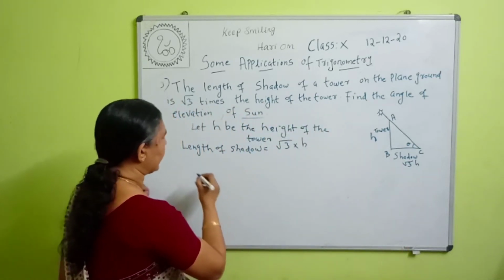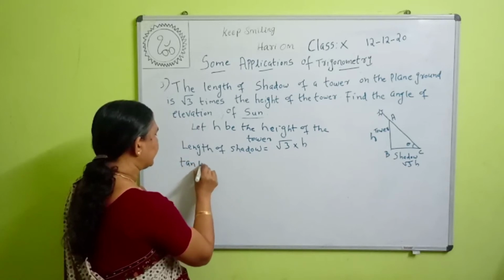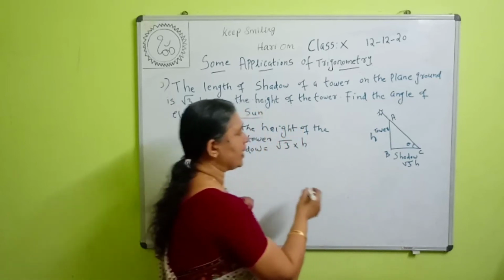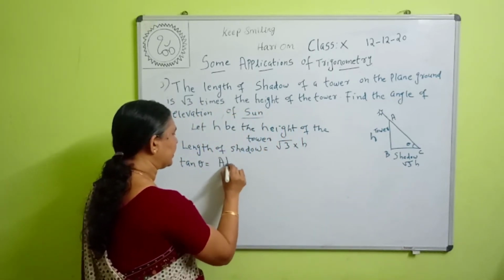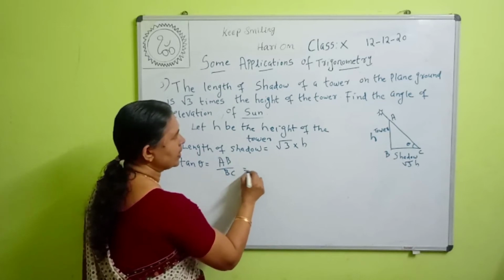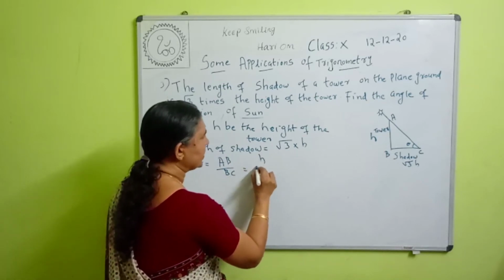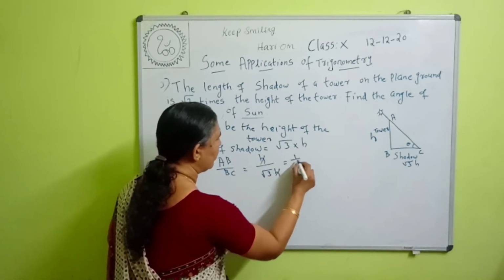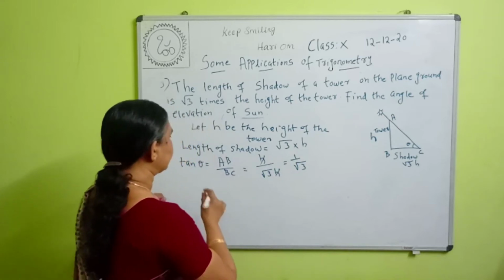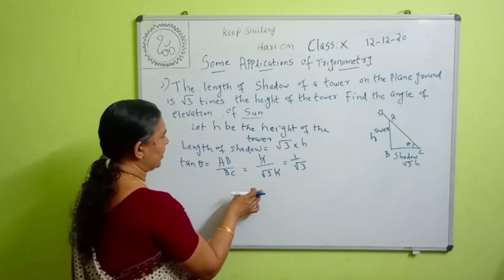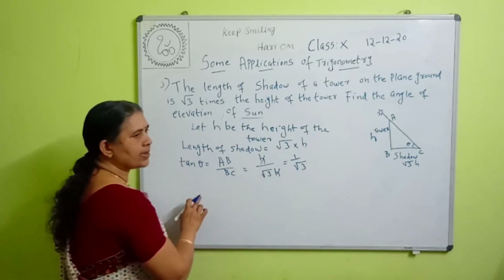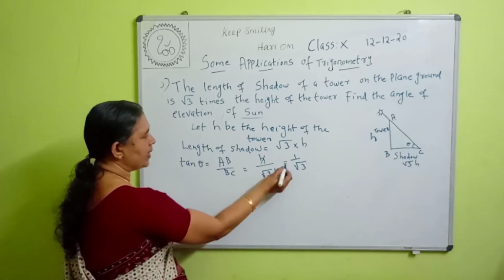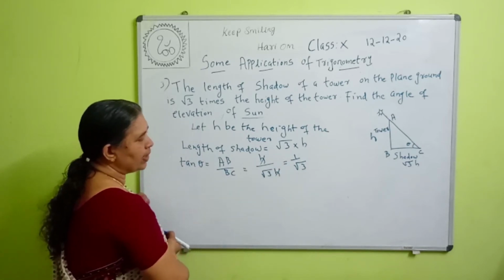Then what is tan theta here? Tan theta is equal to opposite side by adjacent side. That is AB by BC. Tan theta is equal to AB by BC. Here AB is h. That is h by root 3 h. You can cancel this h. That is equal to 1 by root 3. Tan theta is equal to 1 by root 3. Then which angle's tan is equal to 1 by root 3, Pooja?